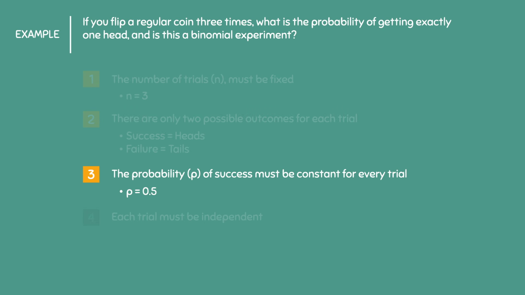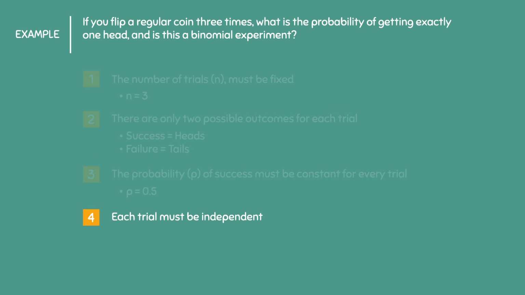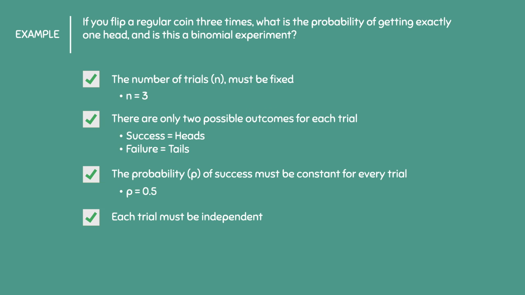And finally, the fourth condition is also satisfied because each trial is independent. Getting heads or tails for one trial doesn't change the probability of getting heads or tails for the other trials. Since all 4 conditions are satisfied, we know that this is a binomial experiment. Now let's do a harder problem.